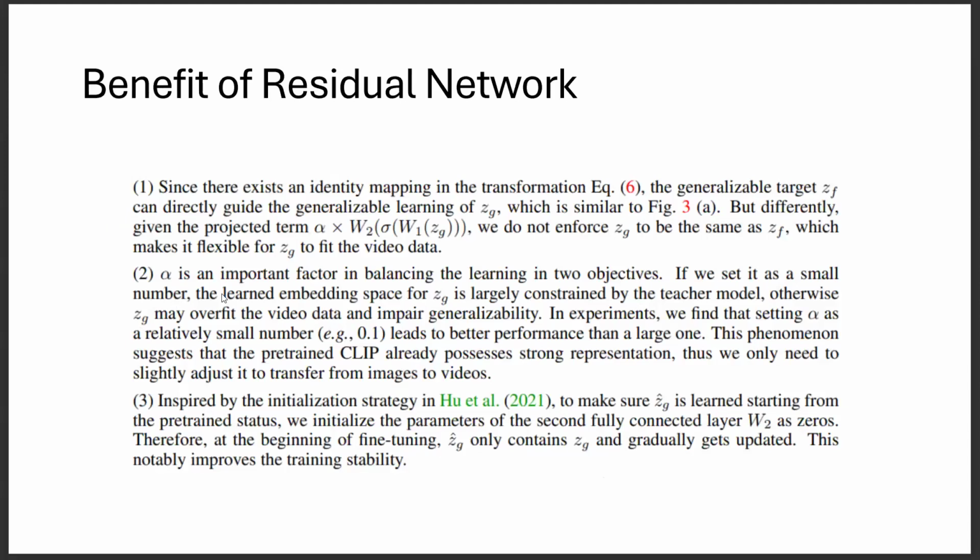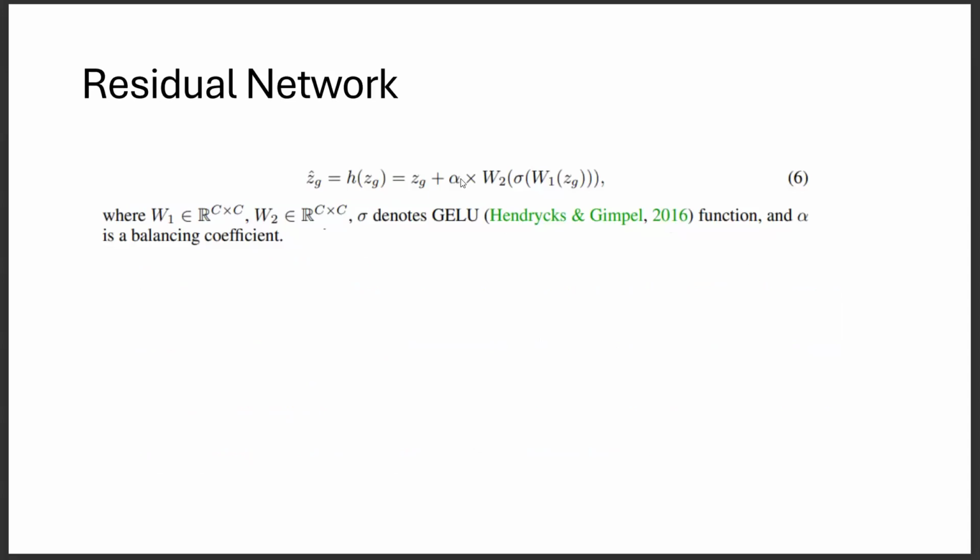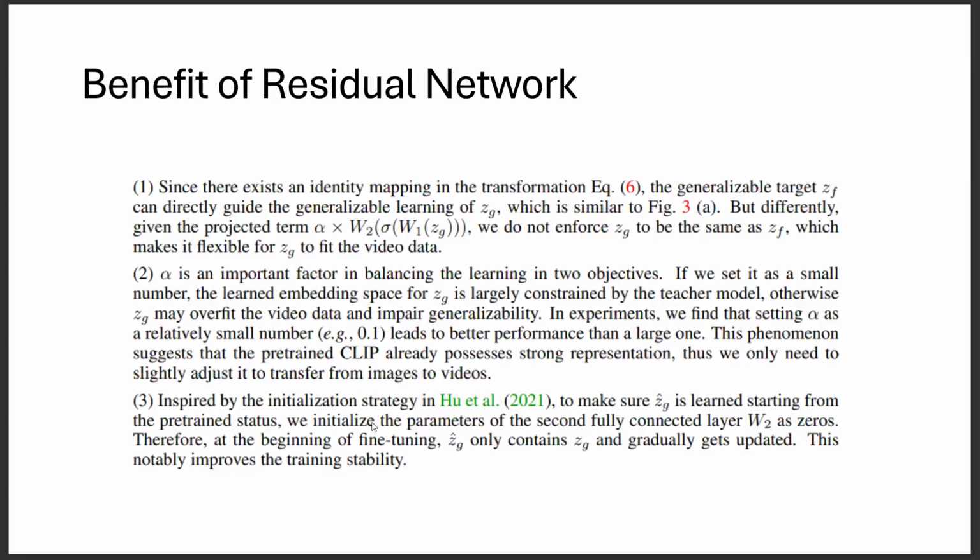And the next one they mention is the alpha factor. Alpha means to what extent you want to force your student model to be similar to the teacher's model. If alpha is big, then the student model will be much more similar to the teacher's model, and if alpha is small, then the student model will be less similar to the teacher's model. In their experiment, if they use a small number for alpha, let's say 0.1, it leads to better performance than the large one.